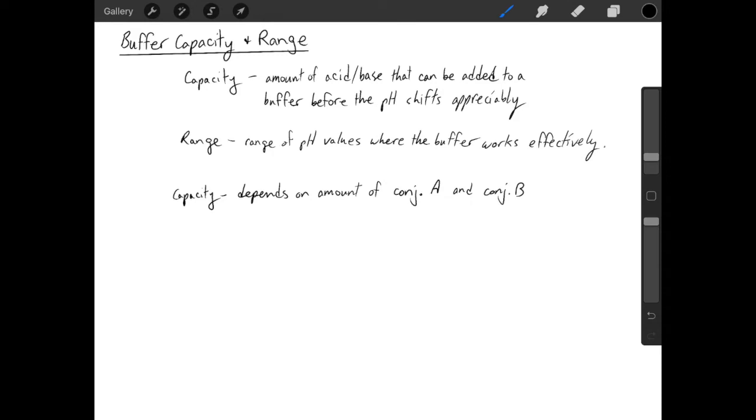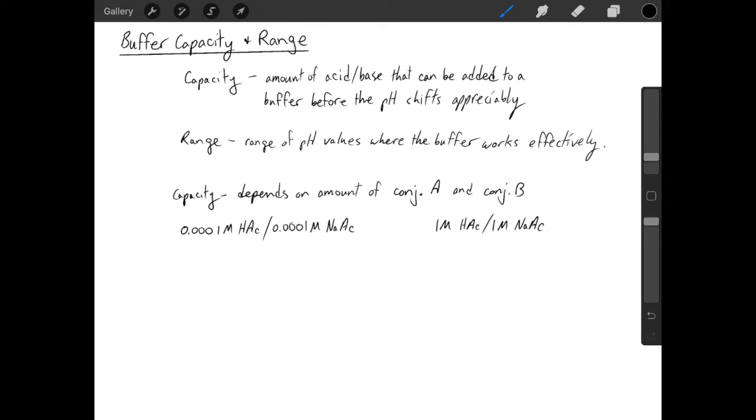And we can look at this in terms of a buffer made from acetic acid and sodium acetate. The two examples that are shown, 0.0001 molar acetic acid and acetate ion, or 1 molar acetic acid and acetate ion, are buffers that have exactly the same pH. They're buffers that have equal amounts of the conjugate acid and the conjugate base, so the pH is simply equal to the pKa.